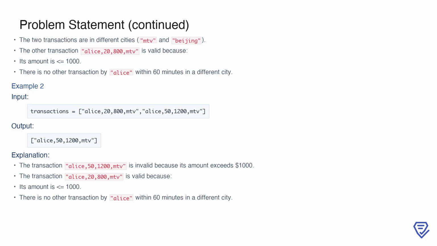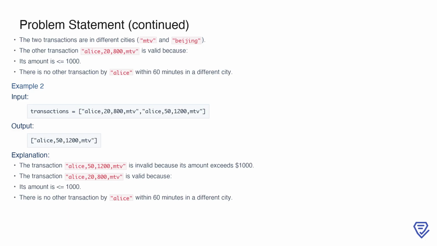Looking deeper into this example, the first transaction Alice 2800 MTV is valid. Its amount does not exceed $1,000, and there are no conflicting transactions within 60 minutes in a different city. However, the second transaction Alice 5100 Beijing is invalid because it occurs within 60 minutes of the first transaction and is in a different city.